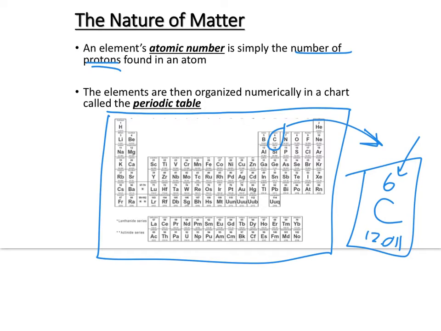Now, the way the periodic table is organized is by those atomic numbers. So you'll notice that those atomic numbers keep coming up here as we just move along each row from left to right. Now also in this box you're going to see the symbol of the element, and you're going to see the mass of that element.